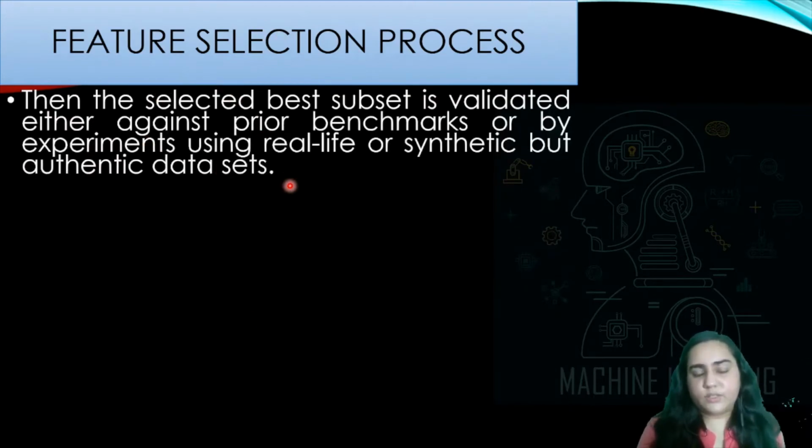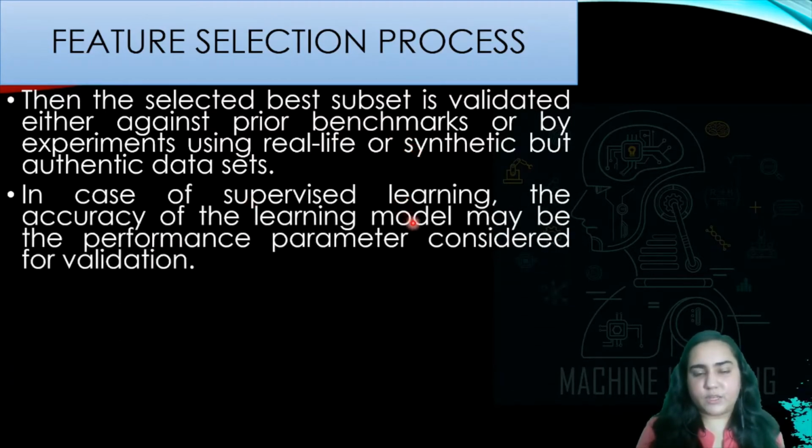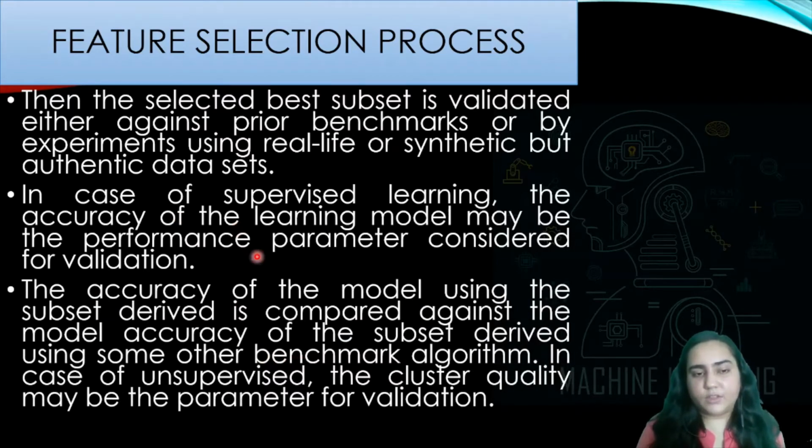Okay, so once you have selected your best subset, you are going to validate it against prior benchmarks, or by experiments using real life or synthetic but authentic data sets. And if you are using a supervised learning algorithm, then you can check the accuracy of your model to see if your subset is good or not. Accuracy of the model is compared against accuracy of the model that was generated by some other subset. And you can see if accuracy is high enough, then that subset is working.